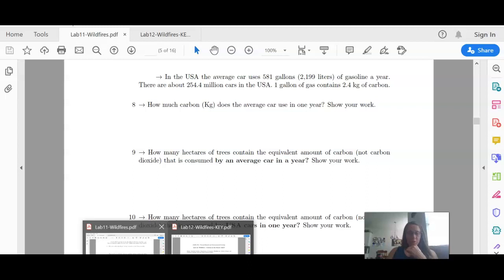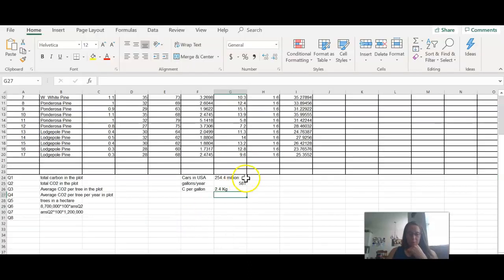So if the average car uses 581 gallons and each gallon contains 2.4 kilograms of carbon, then we have 581, which is the number of gallons that each car uses, times 2.4, which is the amount of weight of carbon that each gallon contains. Okay, so that should give you the answer for question 8.